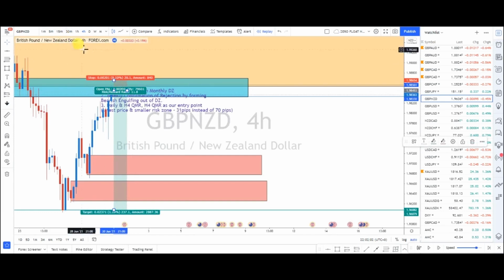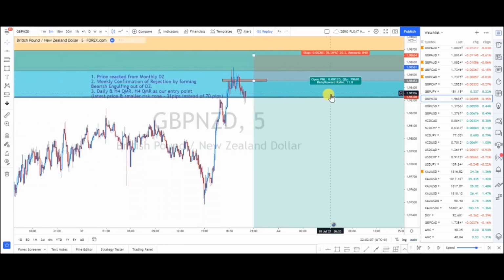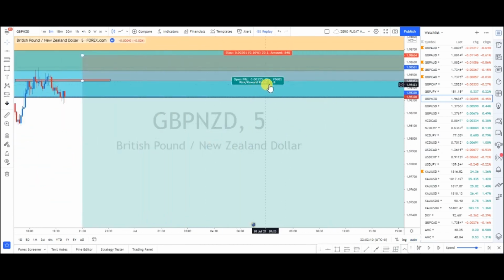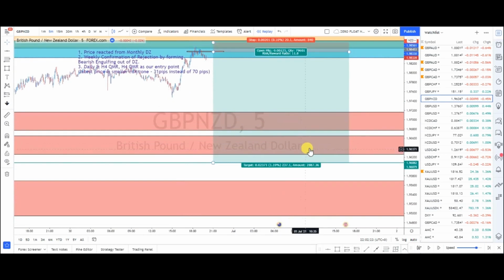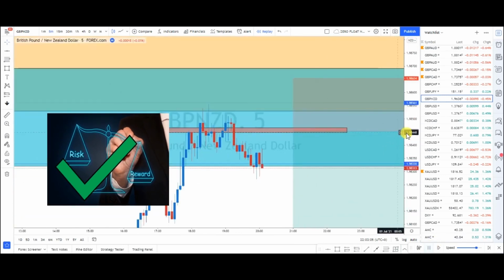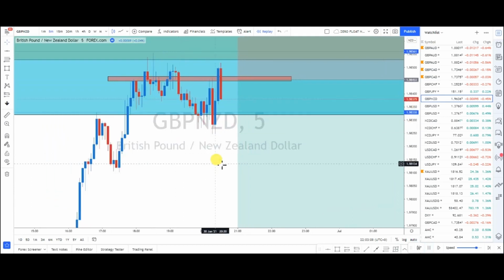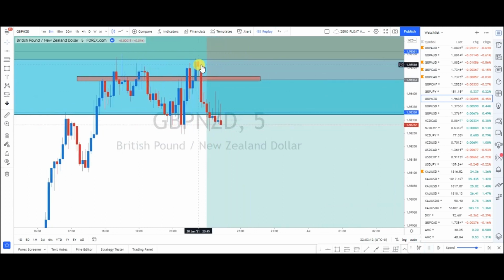Okay, guys, so let's go back to the M5. As you can see here, it says the risk is only 20 pips, but my reward is 237 pips. So the risk reward ratio would be 11.8. So this is very high, guys. And then let's see how the price reacts to this. So price did react, and comes back down and then goes back up again.